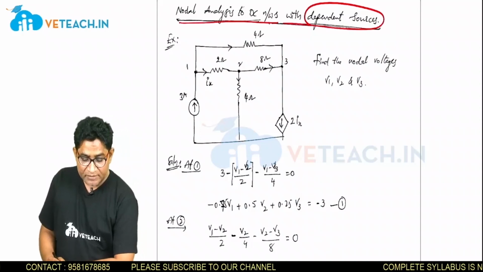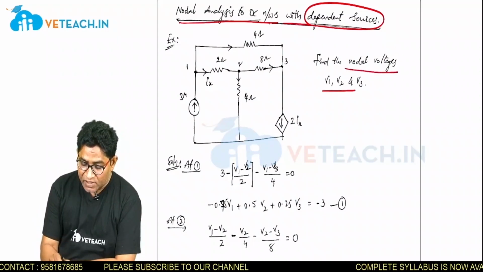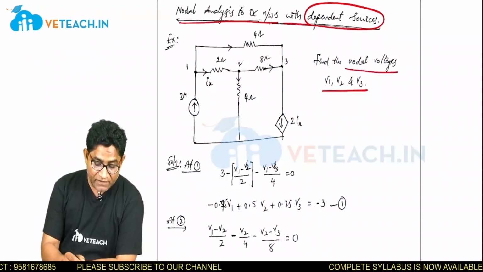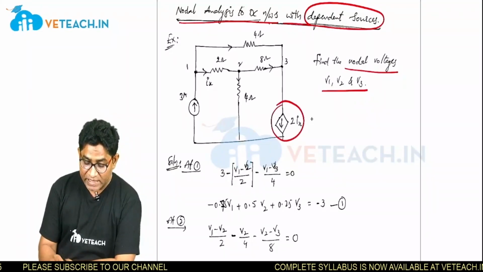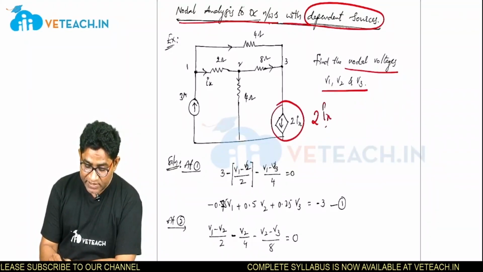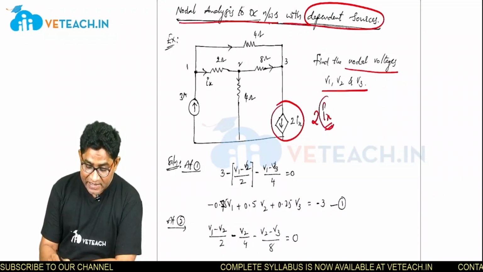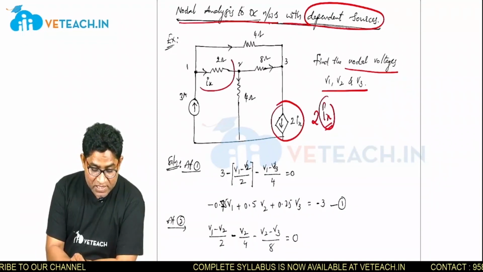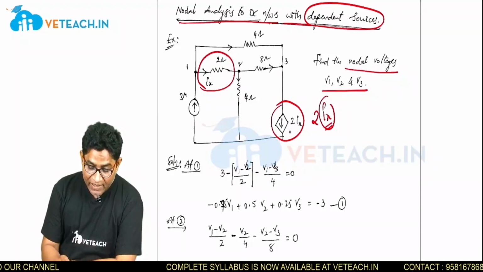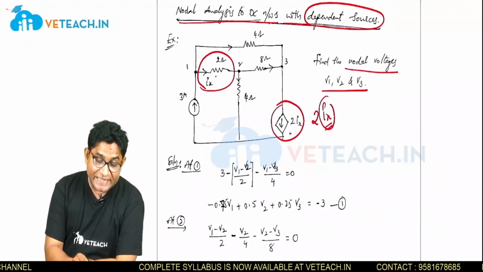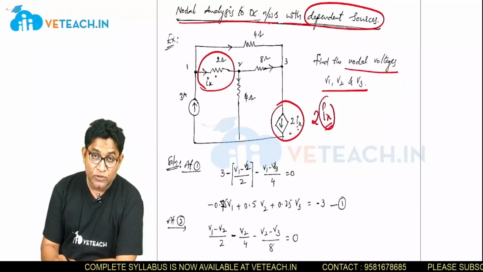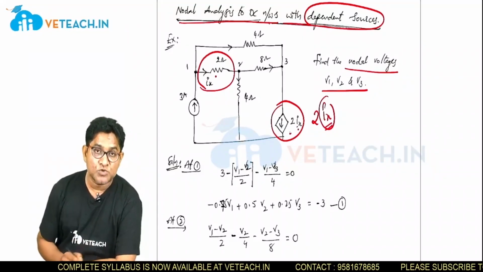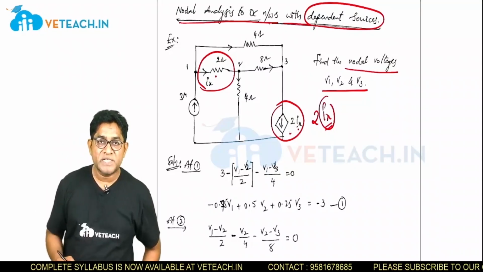Now see this example. Find the nodal voltages V1, V2 and V3. So there is a circuit given here. Here there is a dependent source whose value is 2Ix. What is Ix here? Ix is the current through this 2 ohm resistor. That means its value depends upon the current in the 2 ohm resistor. That's why it is known as a dependent source. Its value is depending on the current through this 2 ohm resistor. So let us do how it is to be done.